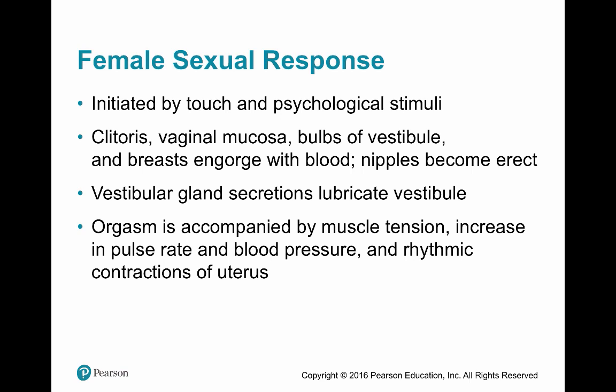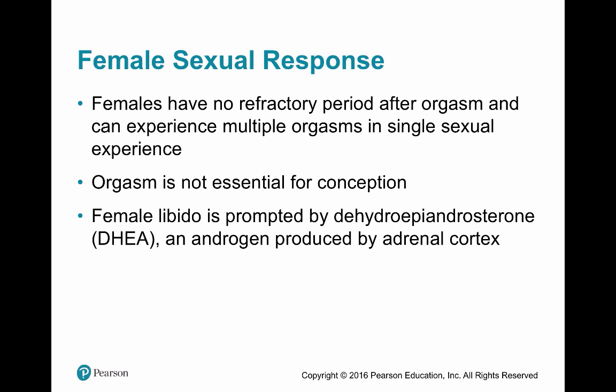Now, the female sexual response is limited by both psychological stimuli and touch. The clitoris, the vaginal mucosa, bulbs of the vestibule, and breasts engorge with blood during the sexual response, and nipples become erect. The vestibular gland secretes lubrication to help lubricate the vestibule. And orgasm is accompanied by muscle tension, increase in pulse rate and blood pressure, and rhythmic contractions of the uterus.